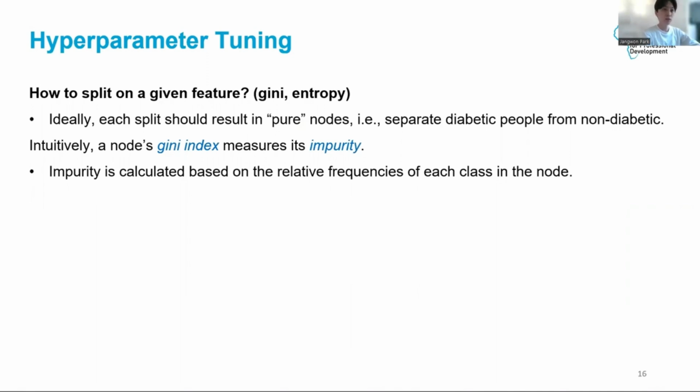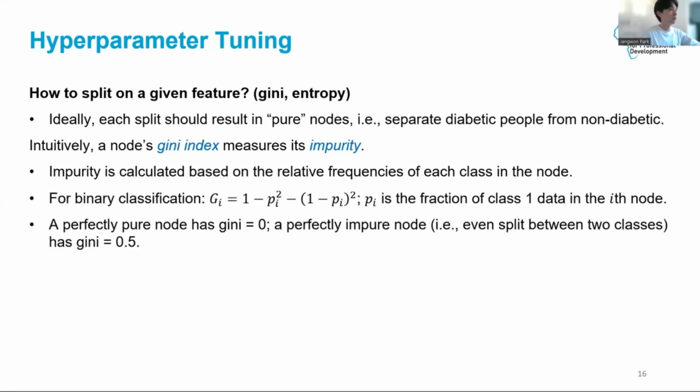Ideally, each split should produce pure nodes. In other words, we want to perfectly separate diabetic from non-diabetic people. And one very popular and often the default choice is the Gini index. Impurity of a node is calculated based on the relative frequencies of each class in the node. To understand CART fully, let's try to dig into the formula for the Gini index.